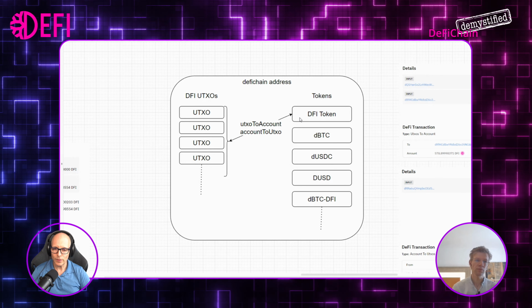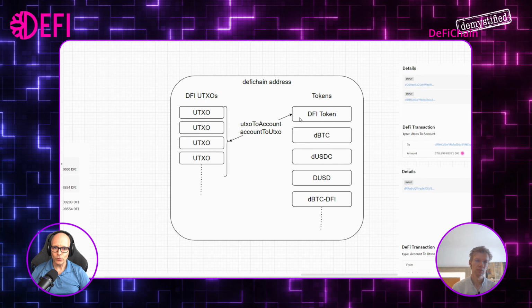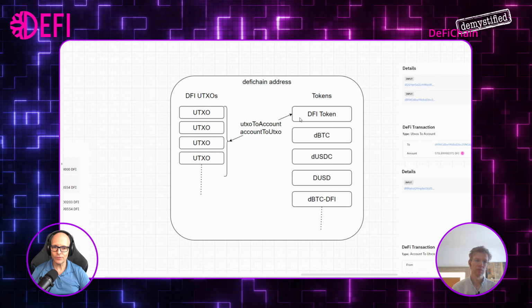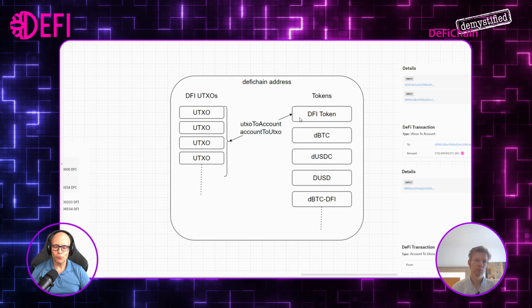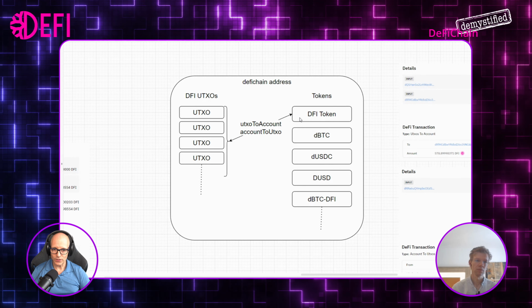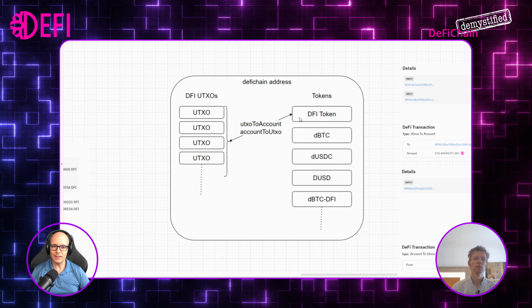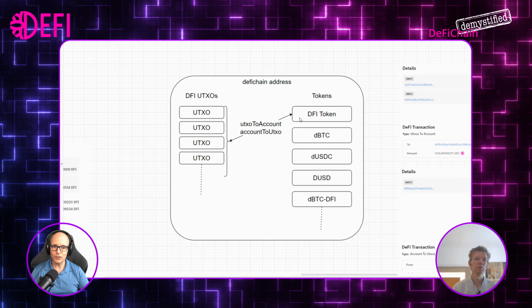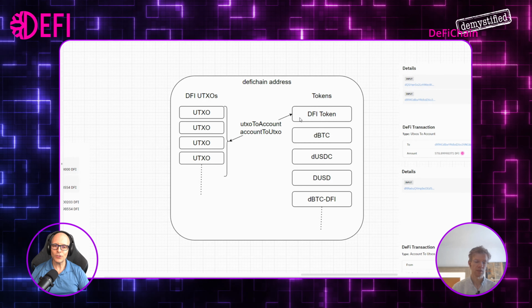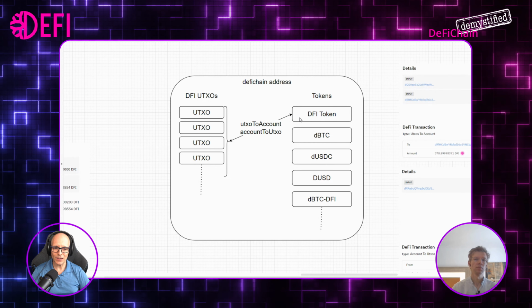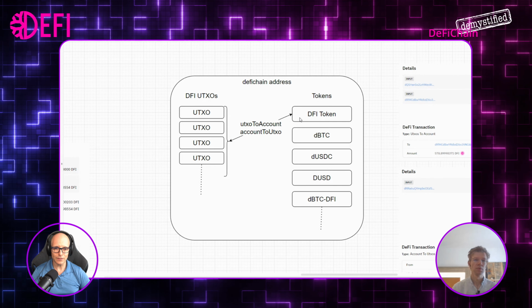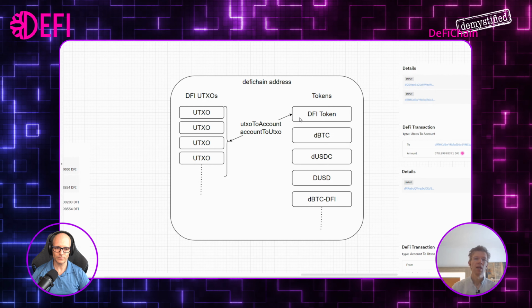Okay, sorry to interrupt, short question. So the UTXOs and token exist for DFI. What about all the other tokens that we have? Let's say USDT. There's a USDT token, right? Is there also a USDT UTXO, or does something like this not exist on the chain?